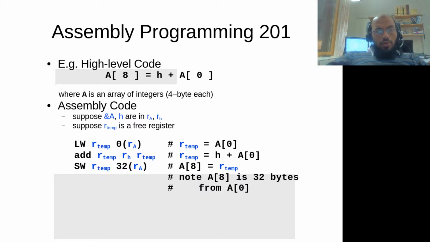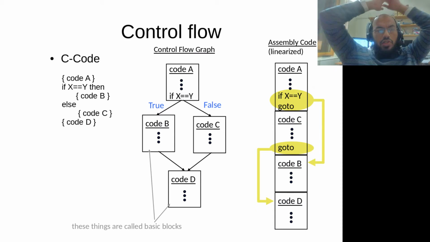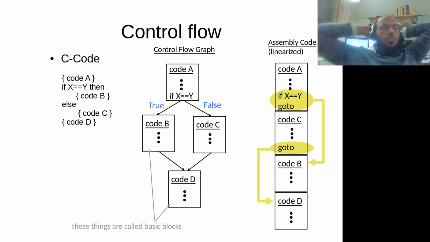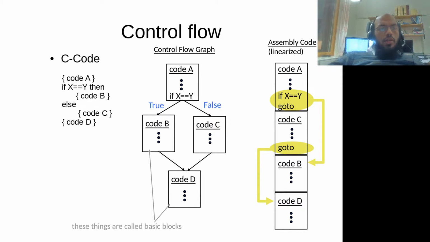So the control flow in such a system looks like this. Suppose you have the C code, which is basically if x equals y, then do some code B, else do some code C, and then finally do code D. And if you draw a control flow graph, then you basically have code A, which does something, and then you have if x equal y, and then you have the branching. If true, you go there. If false, you go there, and then finally you do D, whatever D is.